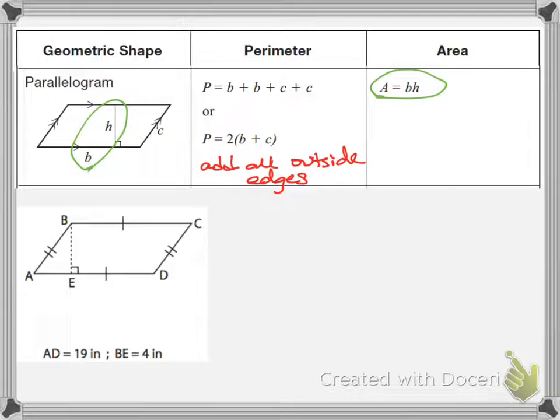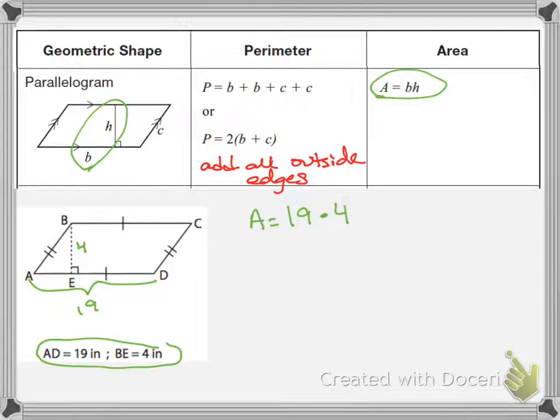So if we look at our area of this example, it says that AD is 19. So let's label that. And we have a BE, which is 4 right here. So my area on this one is going to be easy. It's going to be 19 times 4. In my head, because I don't have a calculator handy, I would do 20 times 4, which is 80, and then subtract 4, so 76 inches squared.